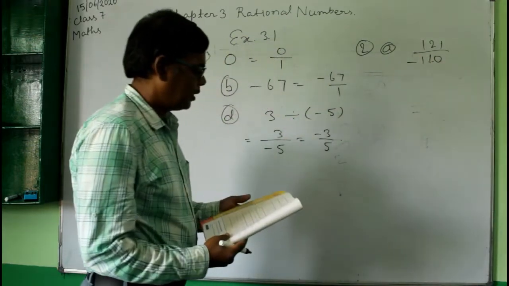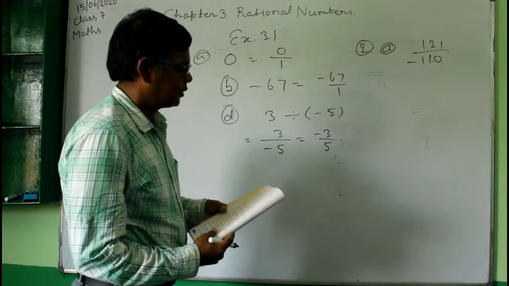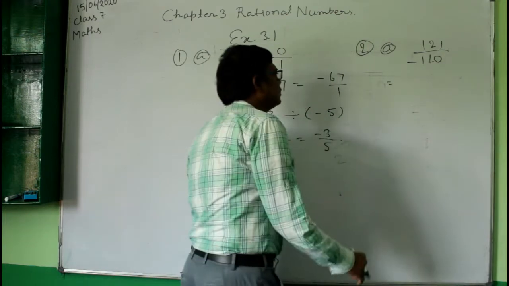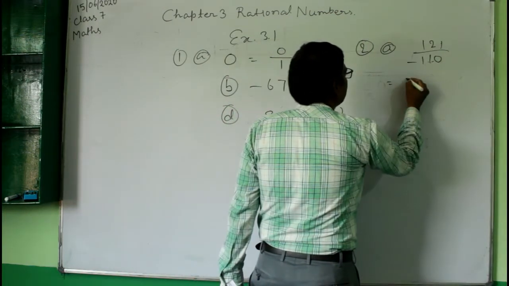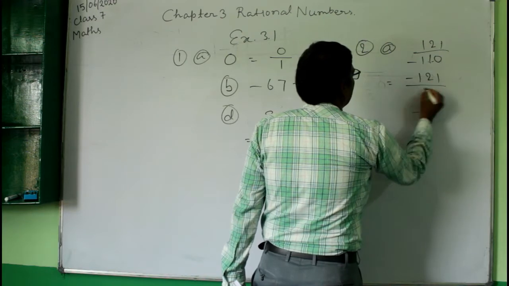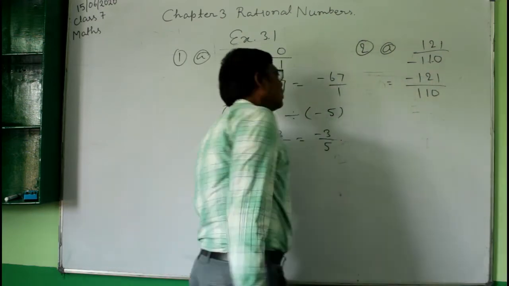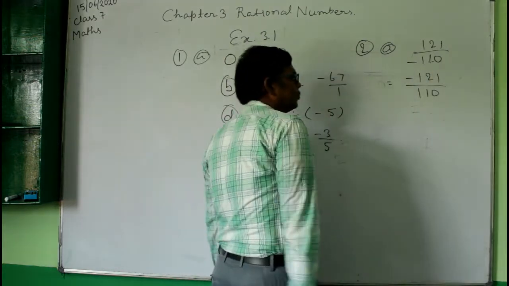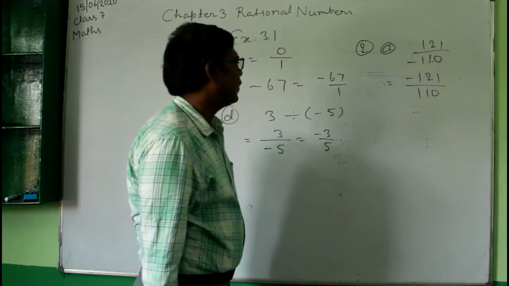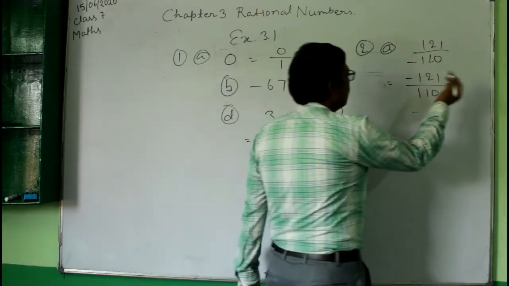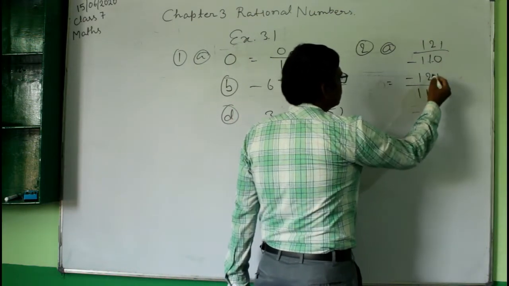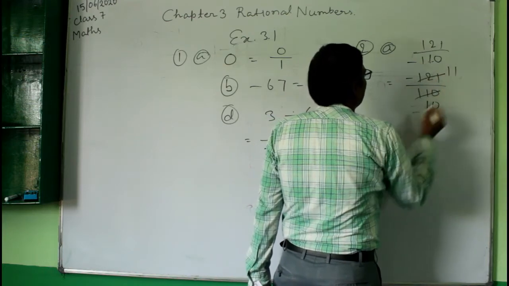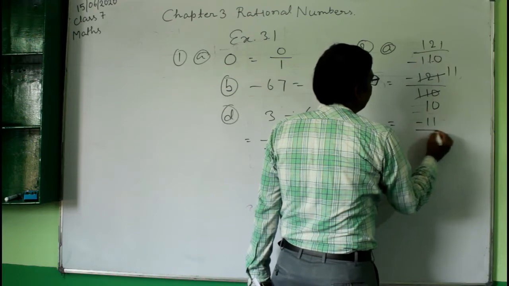So this is the number and you have to express this in the standard form. Here, first shift the negative sign to the numerator, that is minus 121 by 110. Now cancel out the common factor, because here you can do some rough work if you find it difficult to find the common factors. Here I can see that this will go by 11. So 11 times 110 and 11 times 121. So the answer will be minus 11 by 10.